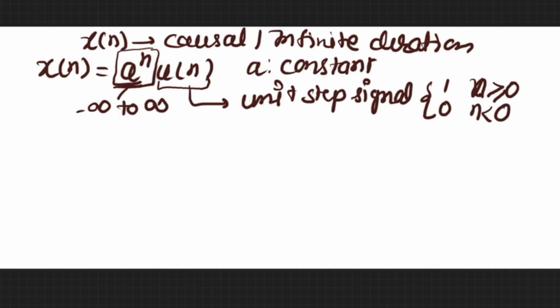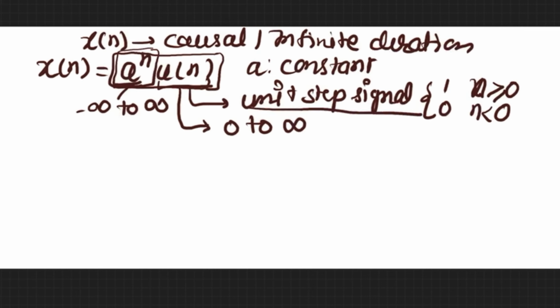So, because of this multiplication, this combined signal will exist from 0 to infinity, because the unit step exists from 0 to infinity. So, we are multiplying a^n with u[n]. So, this overall signal will exist from 0 to infinity. So, it's a causal signal.